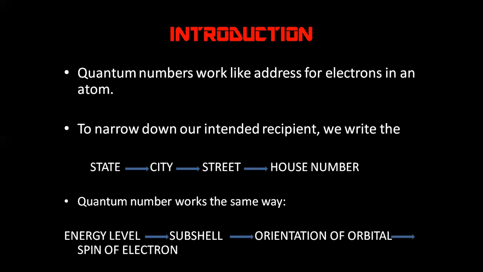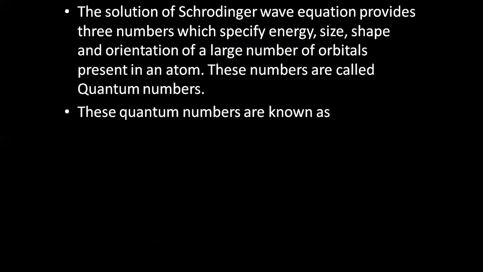Let us see what those different quantum numbers are. But always remember that if anyone asks you what quantum numbers are, there is no doubt that they help us to localize or identify a particular electron. But always remember that quantum numbers are solutions of the Schrödinger wave equation. The solution of the Schrödinger wave equation provides us numbers which specify the energy, the shape, the size, and the orientation of the large number of orbitals present in an atom. These are nothing but quantum numbers.